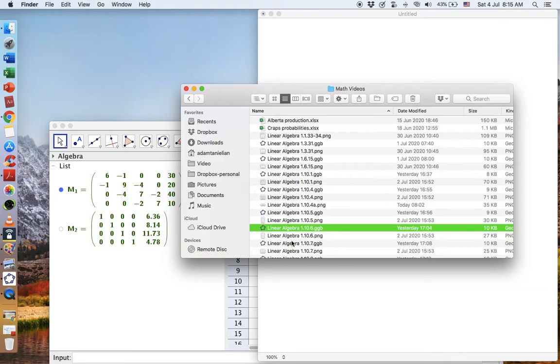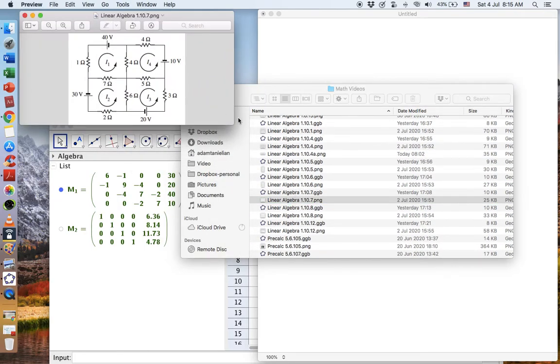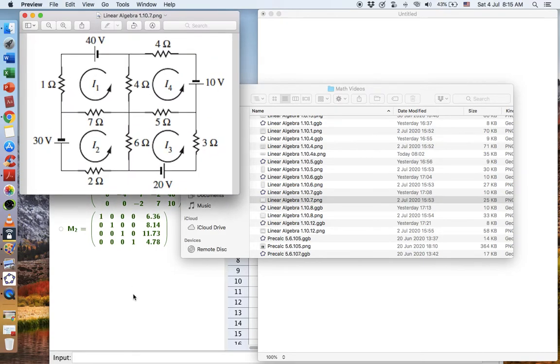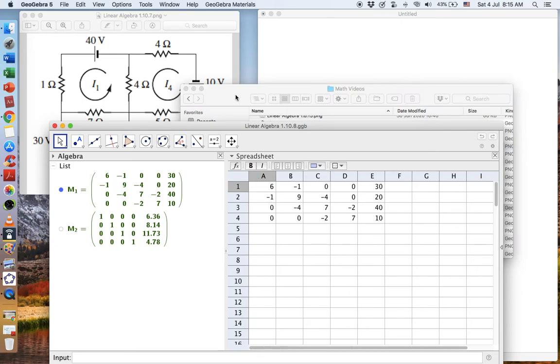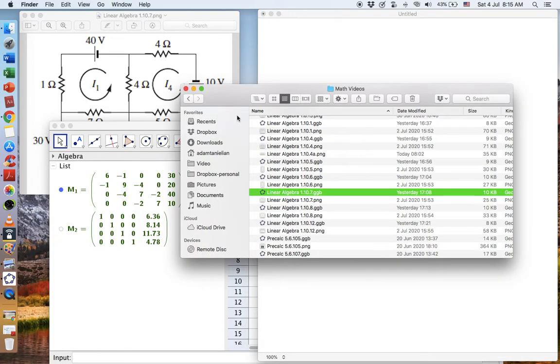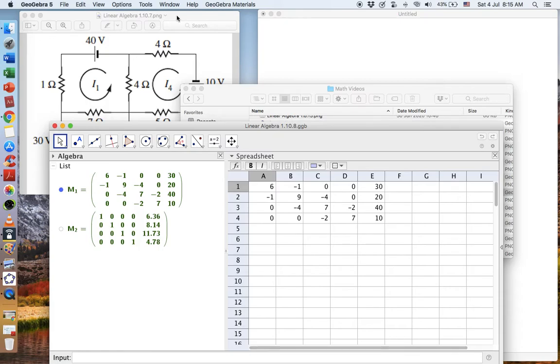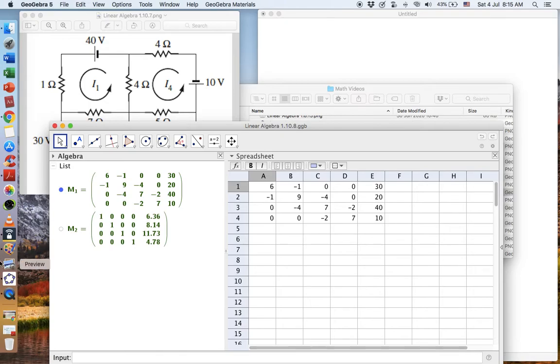Moving along, let's do another one of those. Just another simple circuit with 4 different loops, and we're going to do exactly the same thing. Sorry, I've got to restart GeoGebra here.